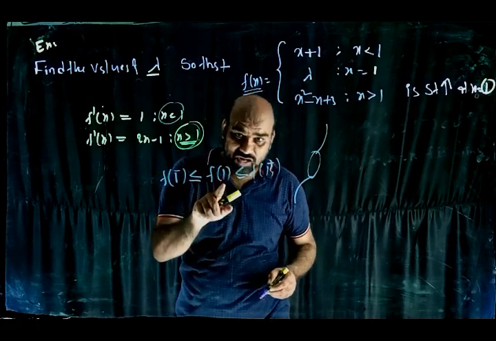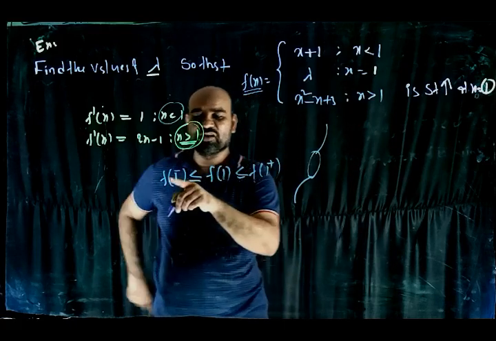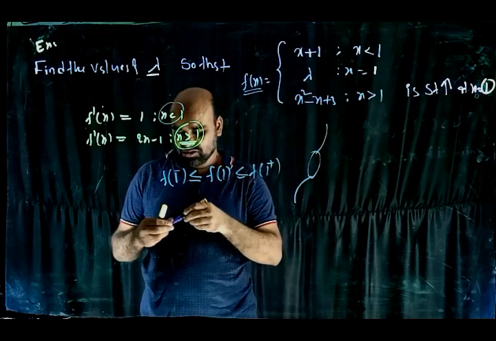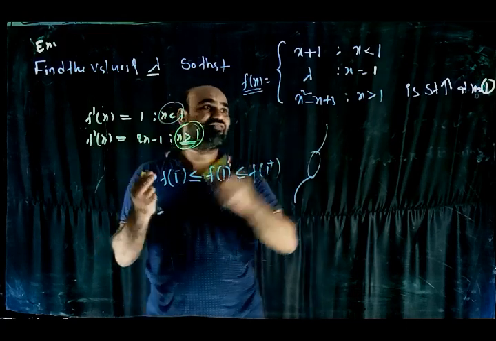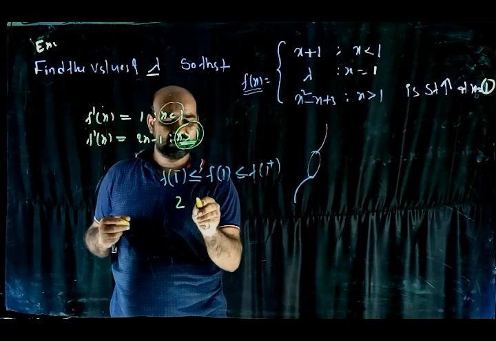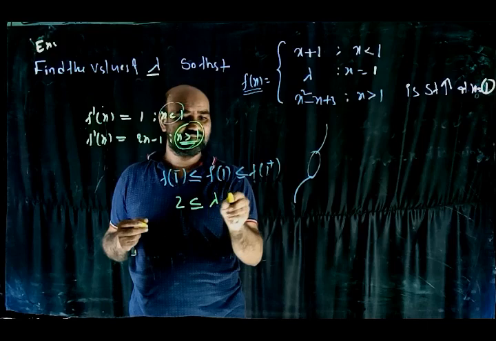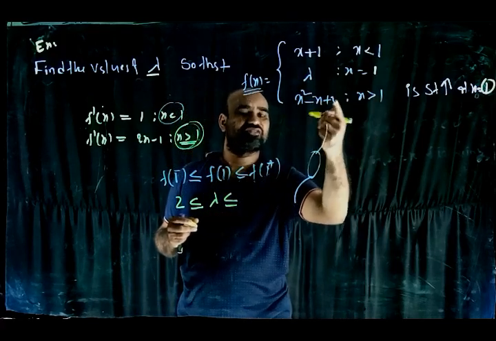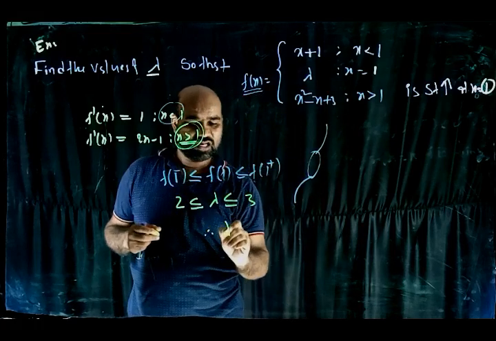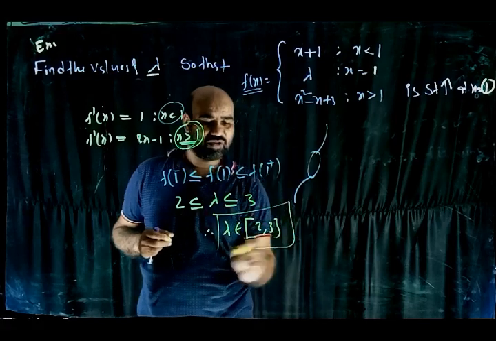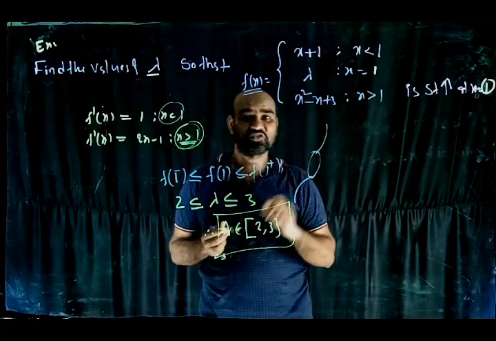So at x equal to 1 also the function should be increasing. That's why f of 1 minus is less than or equal to f of 1, which is less than or equal to f of 1 plus. So f of 1 minus means you substitute 1 in this formula, that is 2, less than or equal to f of 1, lambda, less than or equal to f of 1 plus. This is the rule. Put x equal to 1, so we will get 3. Therefore lambda should belong to the closed interval 2 to 3. For these values of lambda, the given function is not strictly increasing at x equal to 1.